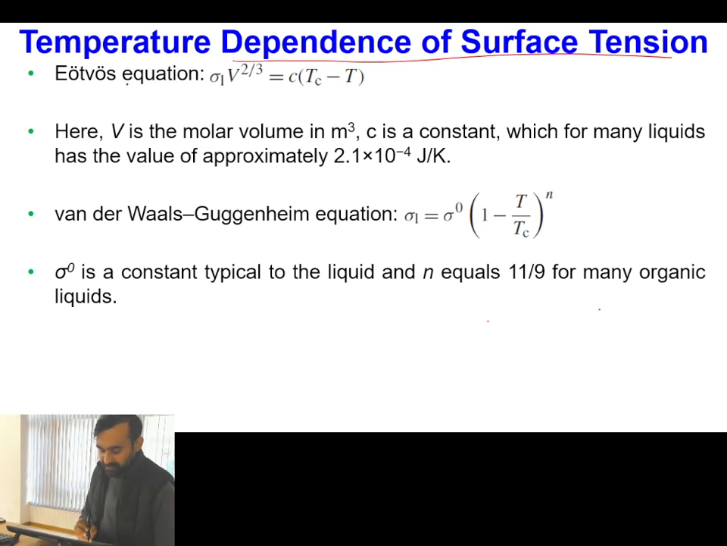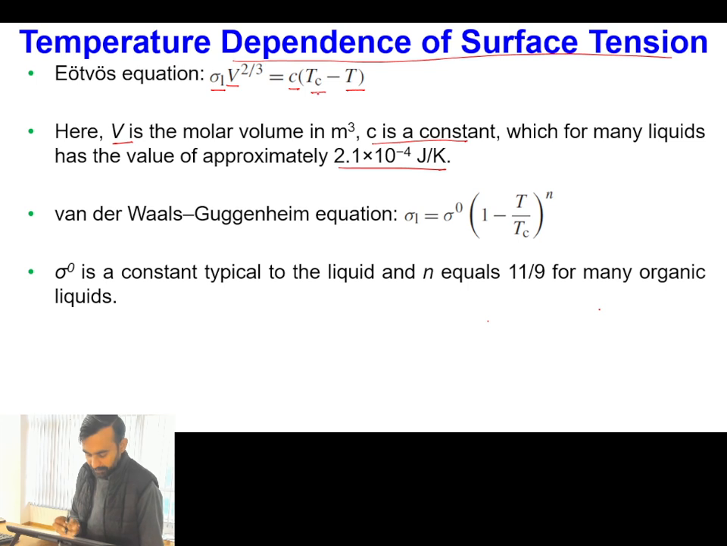You can see this is the equation which is called the Eötvös equation. As per this equation, sigma L into V power 2 by 3 is equal to C times Tc minus T, where V is the molar volume of that particular fluid and C is a constant. Typically for many liquids, the value of C is 2.1 into 10 to power minus 4 joule per Kelvin. From here you can see that... and what is this Tc? Tc is known as critical temperature.